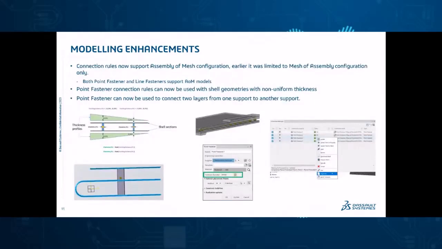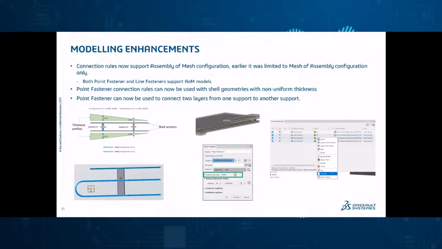And finally, for modeling, we now support rule-based connections for assembly of mesh configurations. This was previously limited to mesh of assemblies. And additionally, there's now support for non-uniform thicknesses that can be used to define the fastener size, as you can see on the image in the center.